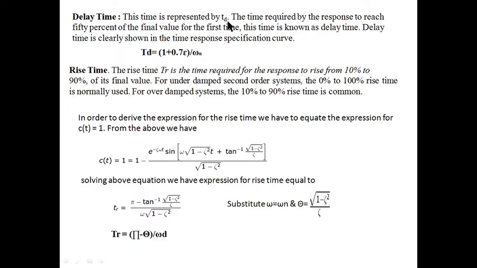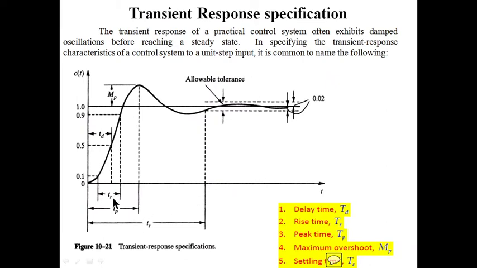The delay time, represented by T of D, is the time required by a response to reach 50% of the final value for the first time. Here you can see T of D. This is the complete response, and 50% of this will be that point, and the time required to reach this 50% of the response we call the delay time, denoted by T of D.